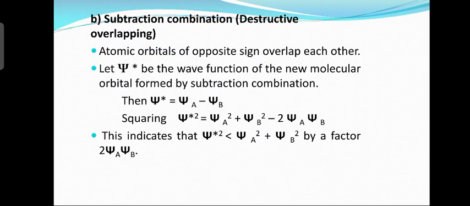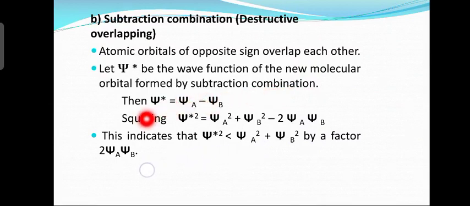Now, next, subtraction. It is also called destructive overlapping, or combination of atomic orbitals by subtraction. The atomic orbitals of opposite sign overlap each other. You know that atomic orbitals of opposite sign always overlap each other. Let xi star be the wave function of the new molecular orbital formed by subtraction combination.